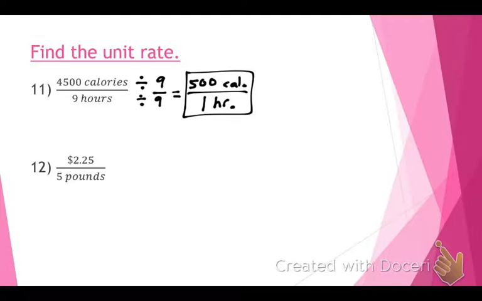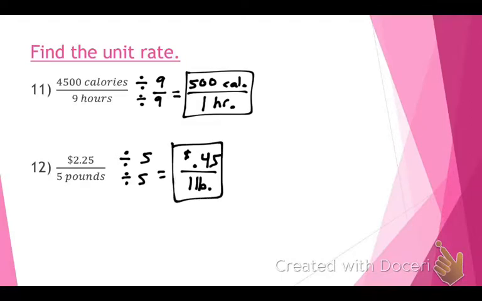It tells us that it costs $2.25 for 5 pounds of, what would we like to make? 5 pounds of ice cream. Wow, that's a good deal, okay? So how do I figure out how much it costs for 1 pound? Divide by 5 on top and bottom, and what do you get? 45 cents per pound.